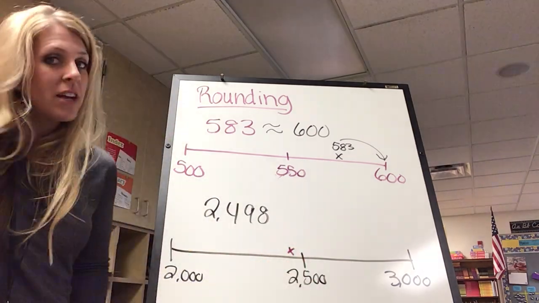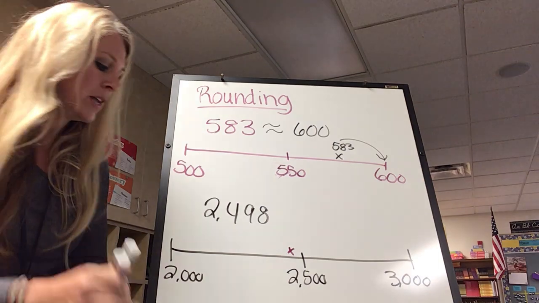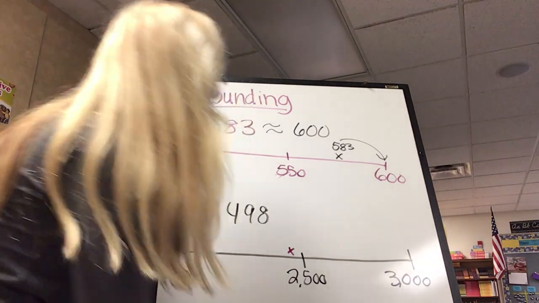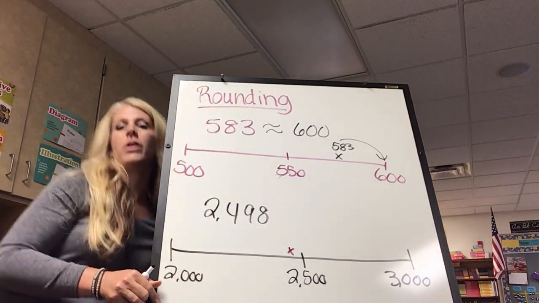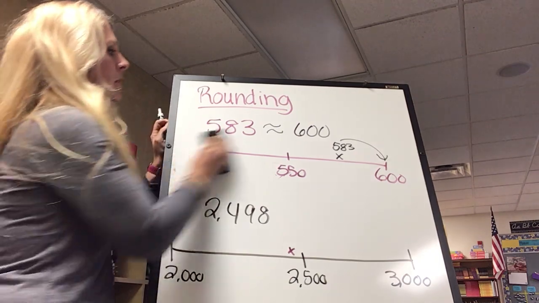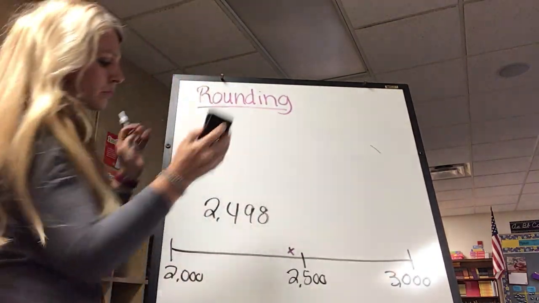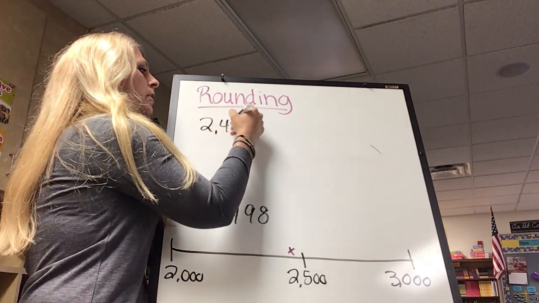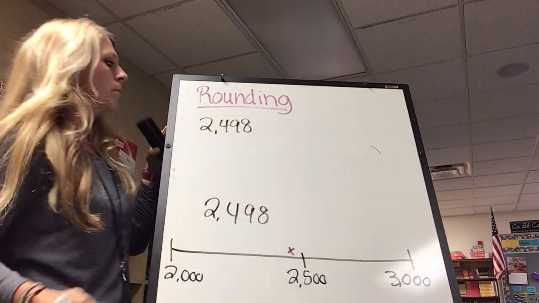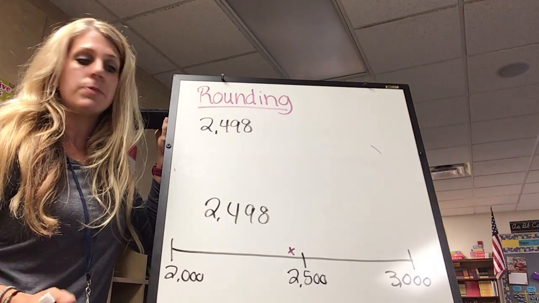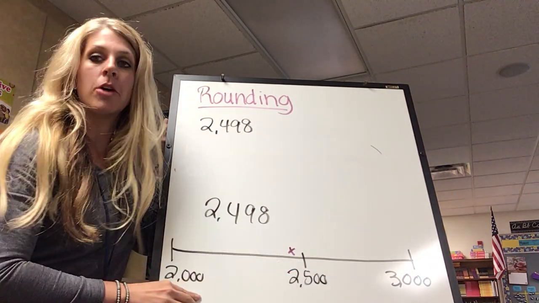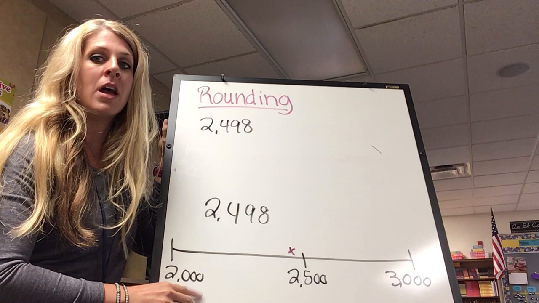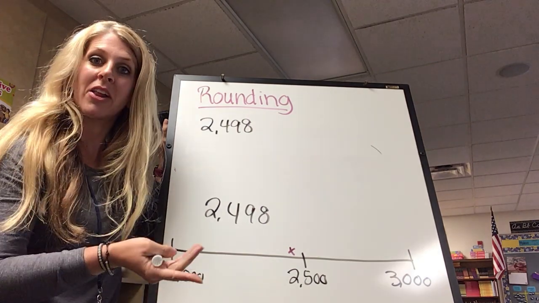You could still think of it that way, but I'm going to show you a different way. You can also do this without drawing the picture. So I'm going to get rid of this one here for a moment. If I have the number 2,498, this works really well with bigger numbers because you may not be drawing out a number line with such big numbers. It might be a little more work. So this is kind of like a shortcut.